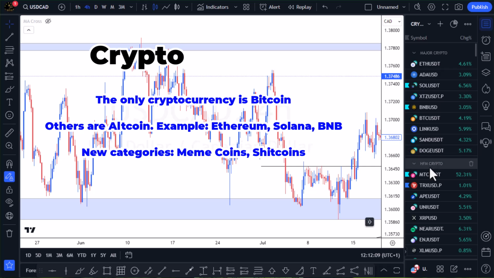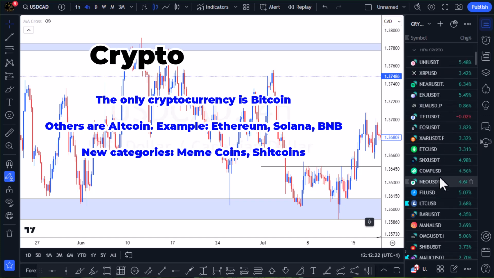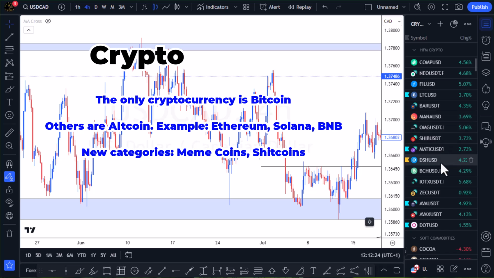So these are digital coins. They are paired against a stable coin, USDT. They can be paired against USD or any fiat currency. Right now, these are the cryptocurrency market. You can see them. They are in thousands.